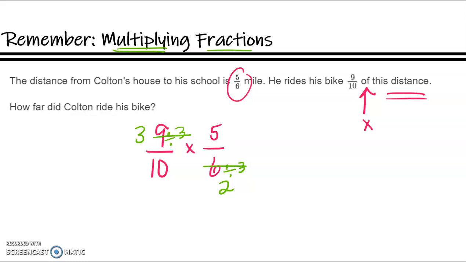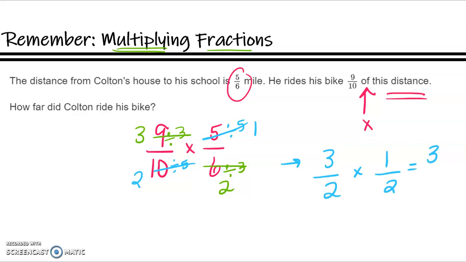5 and 10 are both divisible by 5, so I can simplify these by dividing both by 5. It's like I'm simplifying beforehand rather than at the end. So now I have 3/2 times 1/2. 3 times 1 is 3, and 2 times 2 is 4. That means, how far did he ride his bike? 3/4 miles.